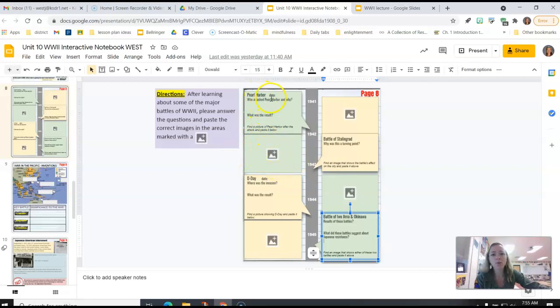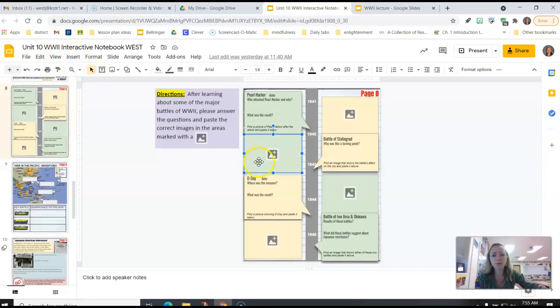So, for example, Pearl Harbor, go ahead and preview it so that when you're looking at the lecture, you can just pause it and then plug it in. You're looking for the date. You're also looking for who attacked Pearl Harbor and why, and what was the result. Then you're going to find a picture of Pearl Harbor after the attack and paste it below.